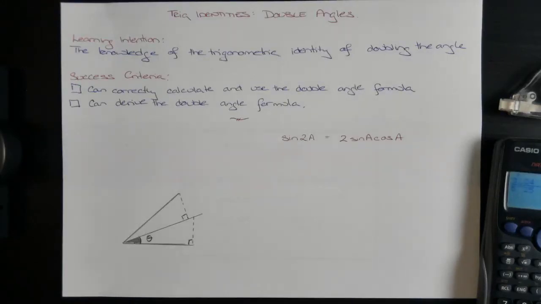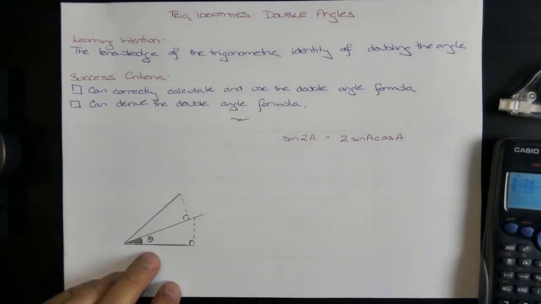Okay, so today we've got another trig identity, and these are double angles. Our learning intention is to gain the knowledge of the trig identity of doubling the angle, and we'll be successful if we can correctly calculate and use the double angle formula, and if we can derive the double angle formula.